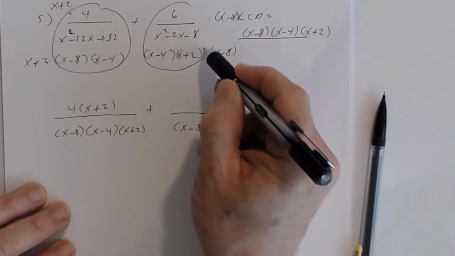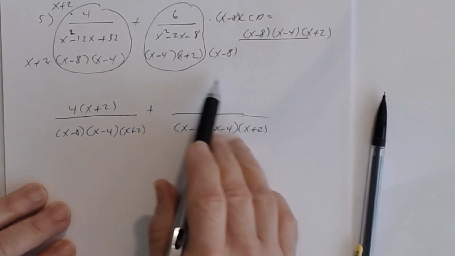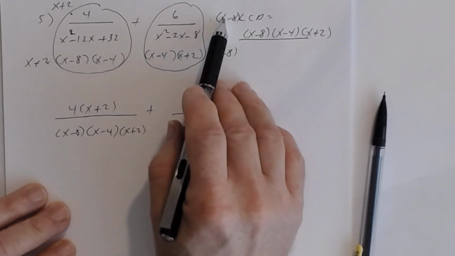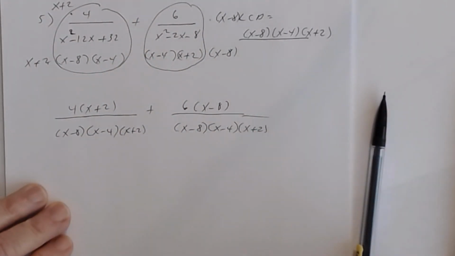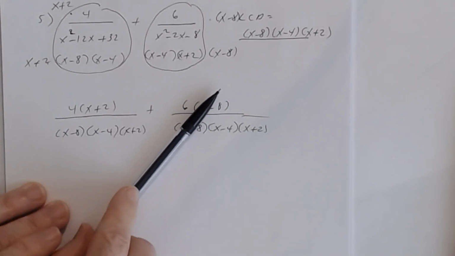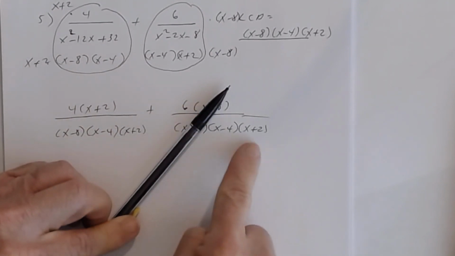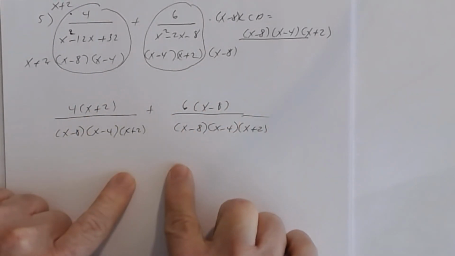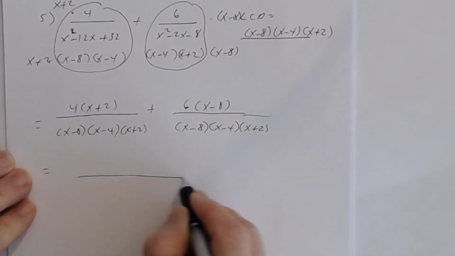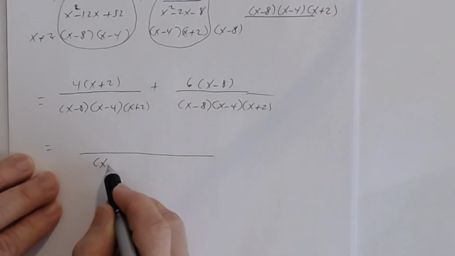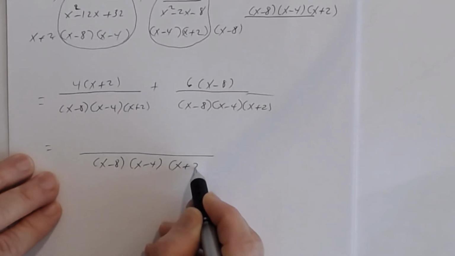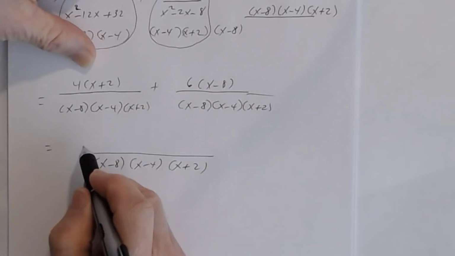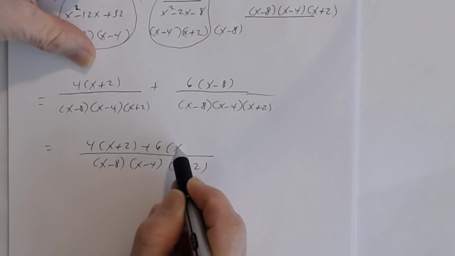So this rational expression is equivalent to a rational expression with this LCD that has this numerator now. 6 times x minus 8. And again, notice the x minus 8s here are the same. If you cover it up, what's visible is what's circled. All right, now the denominators are the same. So now you're going to write this as one rational expression with that denominator, x minus 8, x minus 4, x plus 2. And so now the numerator is going to be this plus this. So 4 times x plus 2 plus 6 times x minus 8.